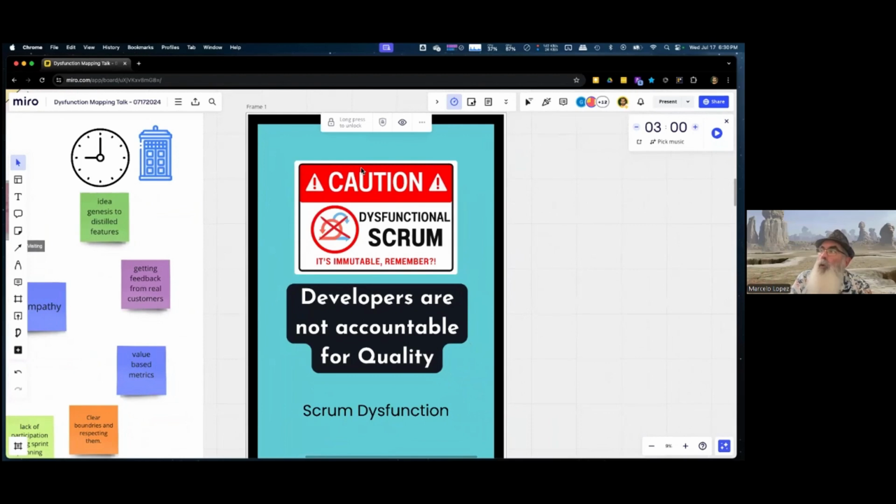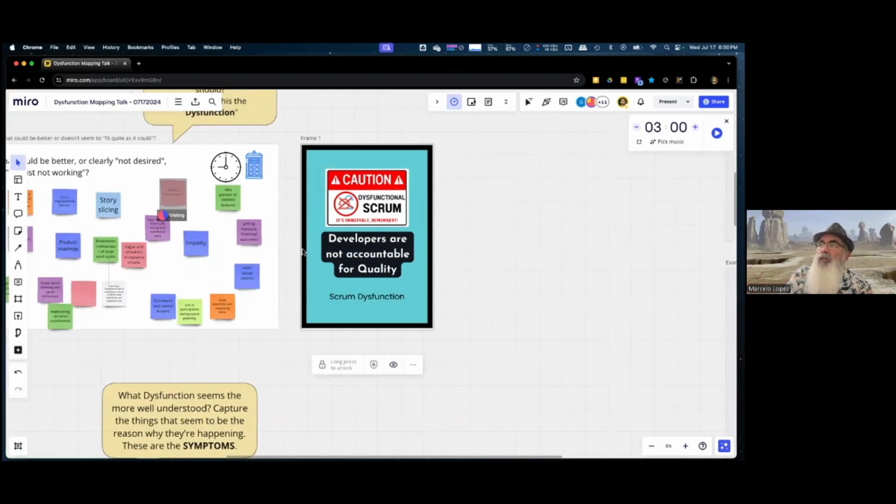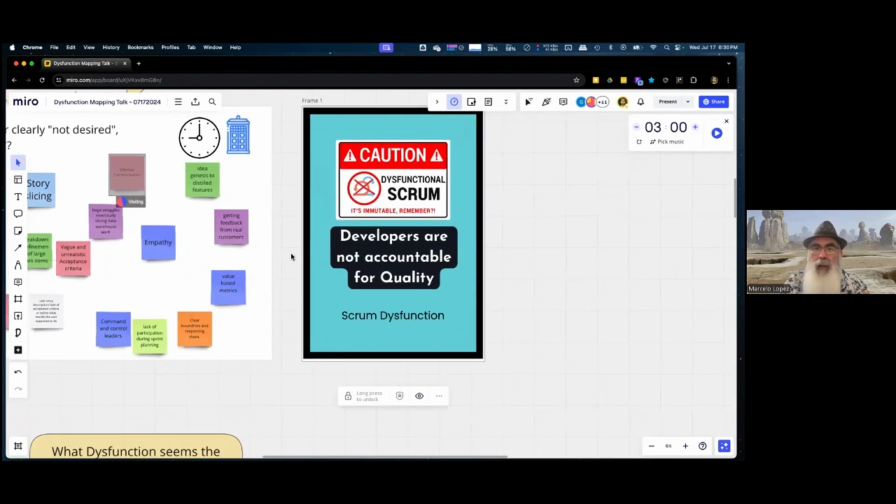Uh-oh, Natalia, we've got dysfunctional Scrum. The developers are not taking accountability for the quality of their work. Whoops. That's not working well. The customer is unhappy. The stakeholders are dissatisfied because the customers are unhappy. It's a dysfunction. Happens to be a Scrum dysfunction, but we'll go with it for now. So this is an example of a discrete or a specific dysfunction.